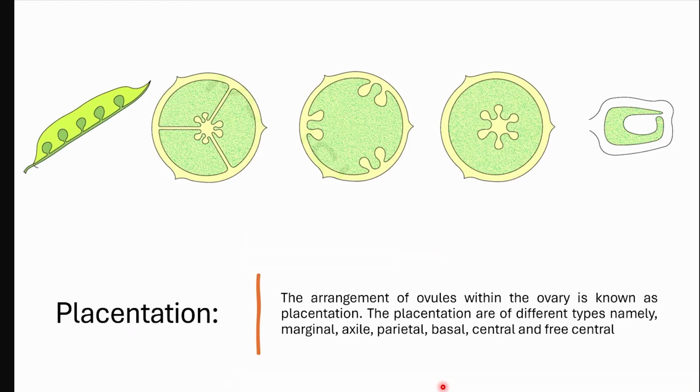Then we come to the last topic of discussion for the day, which is placentation. What does placentation mean? It is the arrangement of the ovules within the ovary. So these are ovules, these bulb-like structures over here. The arrangement of these ovules within the ovary is known as placentation. The placentation are of different types, namely marginal, axile, parietal, basal, central, and free central.